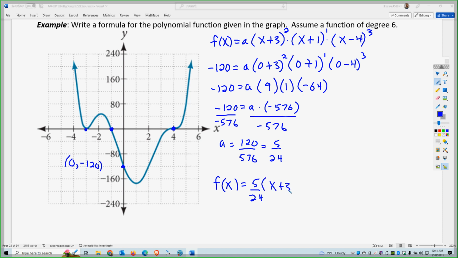x plus 3 squared, x plus 1, and then x minus 4 to the third power. Make a better square than that. I don't know what keeps happening there.